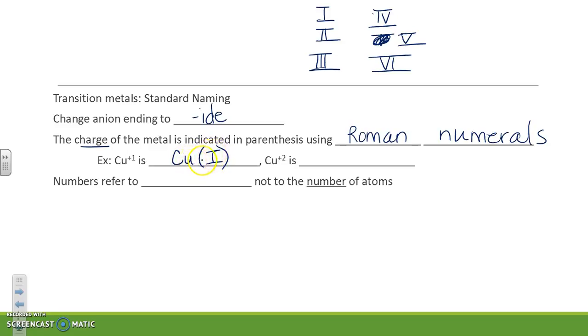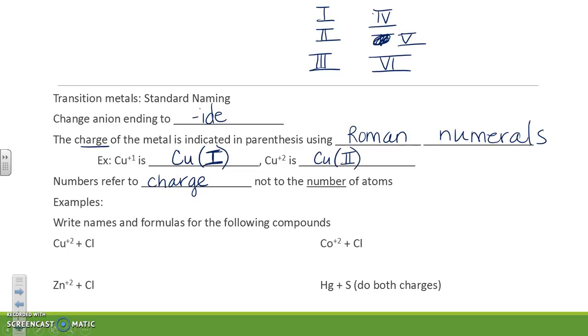And now I told you that we don't write ones. This is the exception to the rule, right? Everything in chemistry is an exception to the rule. So when we write the Roman numerals, you have to write the 1. I'm going to go ahead and answer that question now. All right, so copper 2 would be Cu with a 2 as Roman numerals. Okay, the number refers to the charge, not the number of atoms.